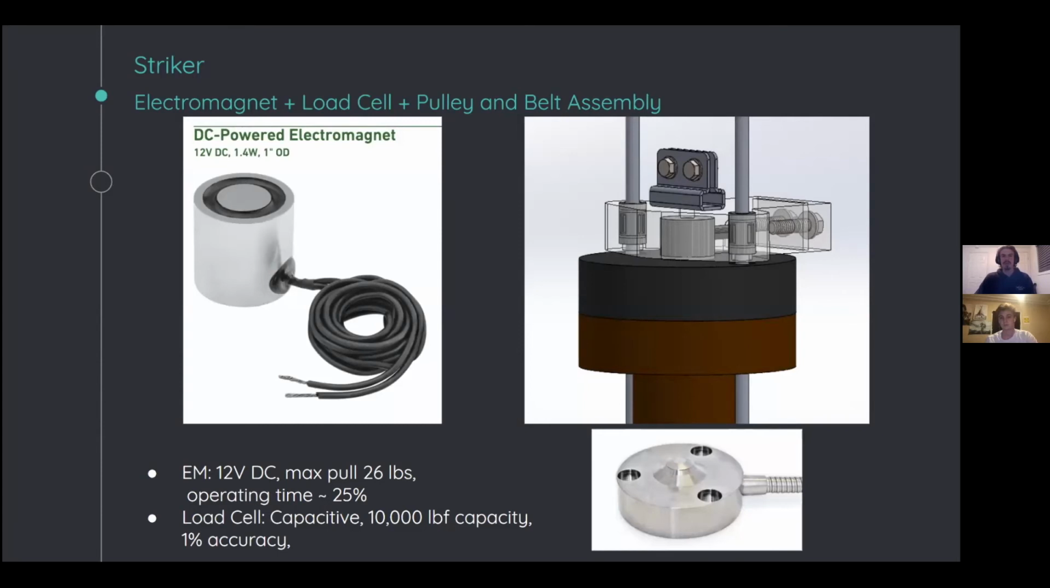Furthermore, we have also incorporated a load cell that will be mounted inside of the weight, and it will be capable of measuring a 10,000 pound force, which again exceeds what we need for this project. And as you can see on the top right, we have a housing that we developed that will hold the electromagnet in place, and 2 linear bearings that attach it to the same guide rail so that the weight will be sliding down.